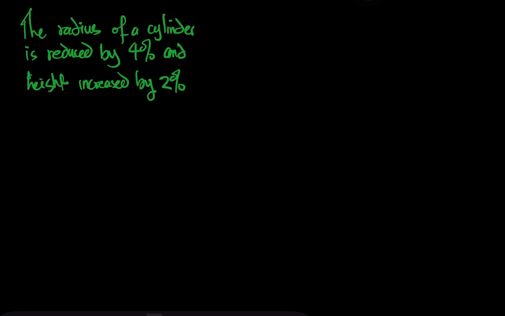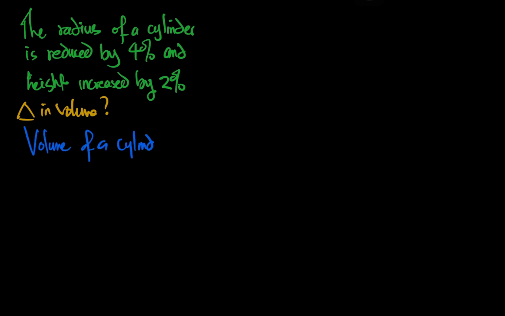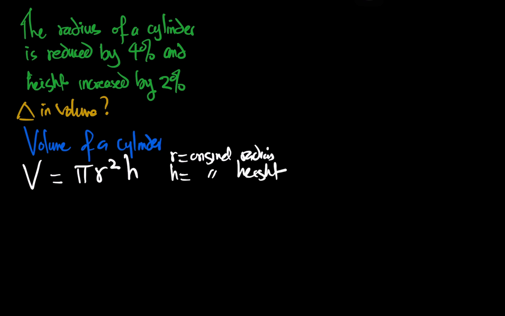So you're saying change in volume. What's the change in volume? We don't know. So we have to always start with what we are looking for. We're looking for the volume, right? So what's the volume of a cylinder? The volume of a cylinder is V equals pi r squared h, where r is the original radius and h is the original height. All right.